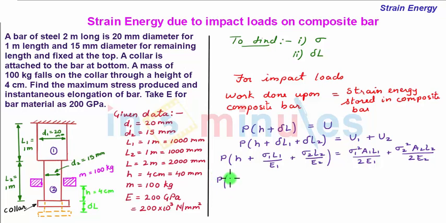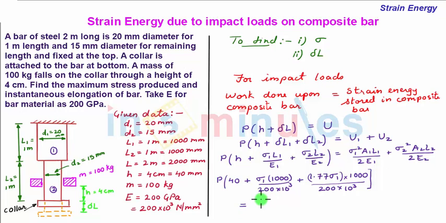P into (H is 40 mm plus sigma 1 into L1 is 1000 mm upon E1), since the two parts are of same material, we have value of E1 and E2 equal to E, which is 200 into 10 to the power 3. So E1 is 200 into 10 to the power 3 plus sigma 2, we know, is 1.77 times of sigma 1, as we have derived it in the previous slide. This multiplied by length L2 is 1000 upon E2 is same 200 into 10 to the power 3.